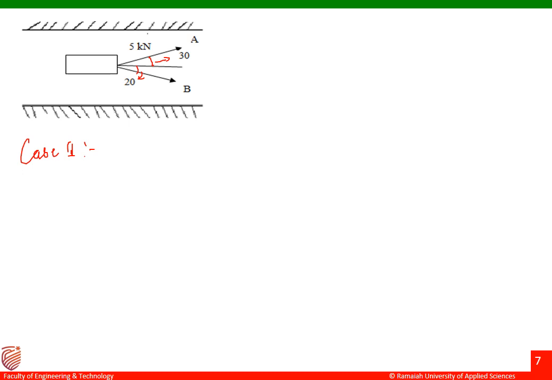Now the given condition is R equal to summation Fx. That is, the vehicle should move along the road, in the sense the resultant should be along the x-axis. In this case, let us prepare the table: force, x component, and y component.